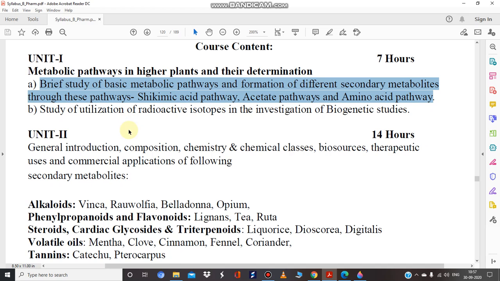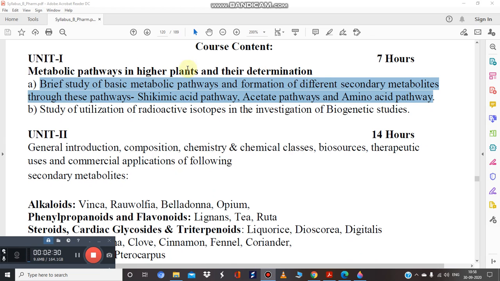There are a number of cycles running in the plant, like the TCA cycle, you can say the Krebs cycle, etc. Apart from this, there are several pathways that are also functional in different plants, like the shikimic acid pathway, that is in our syllabus, and the acetate and amino acid pathway, of course. So in this topic, we are going to see three pathways: shikimic acid, acetate and amino acid pathway. And what are these pathways? These pathways basically lead to the production of the secondary as well as the primary metabolites synthesized by a plant.